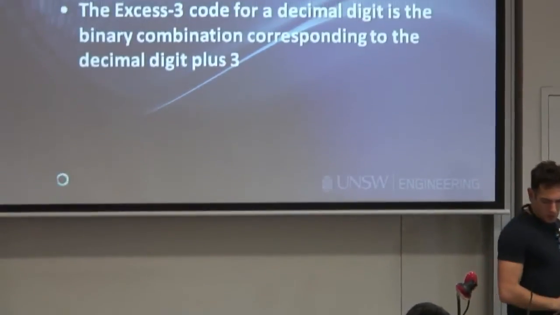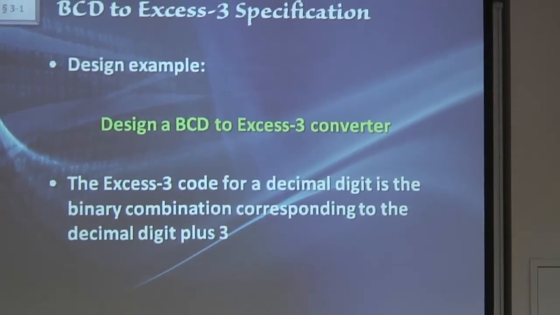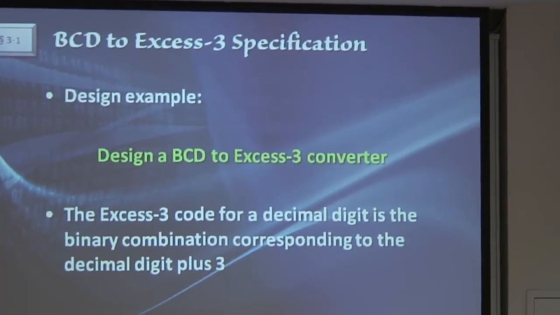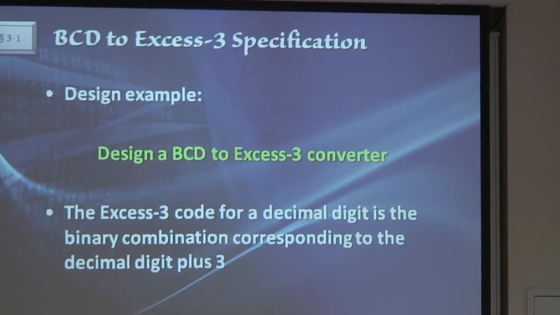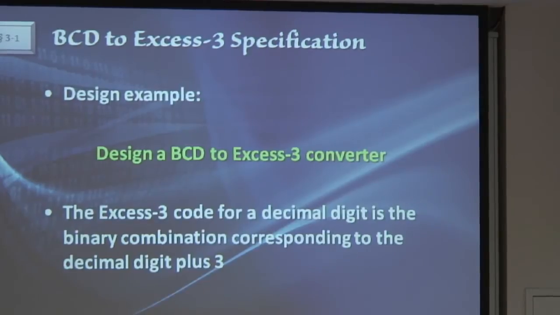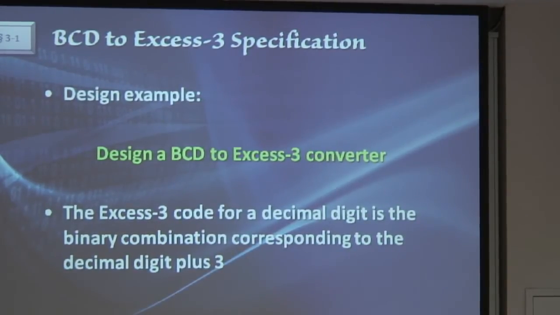What I want to show you now is an actual example of a design problem. So we might get a design problem that states, design a BCD to XS3 converter. And then it goes and explains an XS3 code for decimal digit. We know what BCD is, yeah? It's just the digits 0 to 9 in binary. The XS3 code is the same value as the binary plus 3. That's all there is to it.